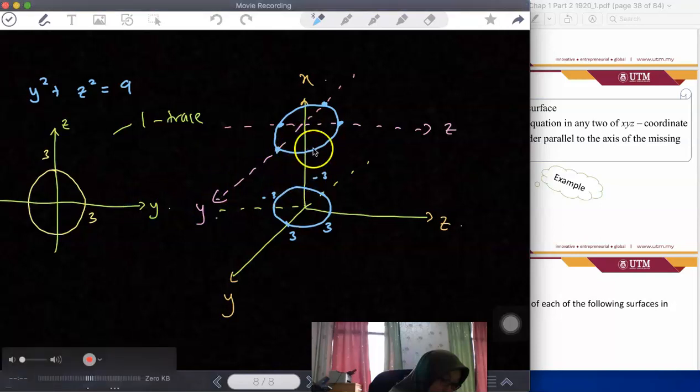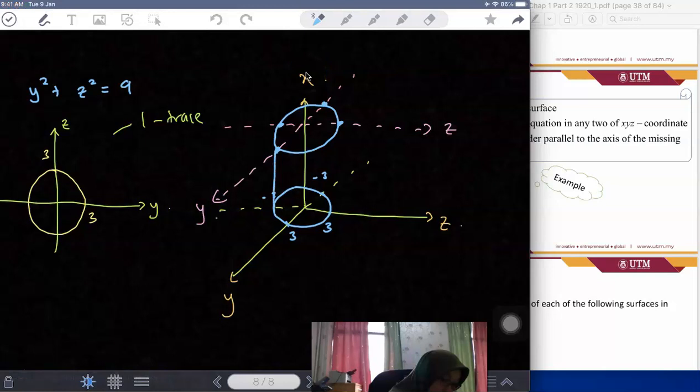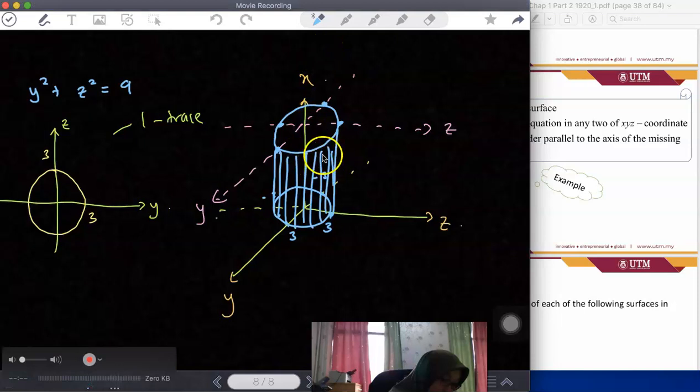Now to complete your surface, you have to draw a projection line, a line which is parallel to the x-axis. But you need to combine the two circles. Then that is your cylinder. Again, the radius of the cylinder here is 3, and the cylinder is lying along the x-axis.